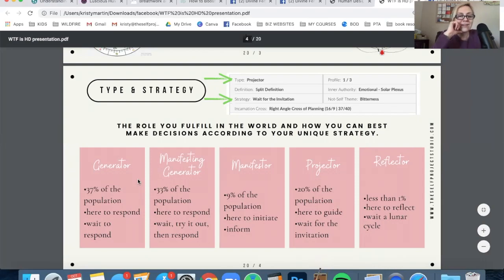And then reflectors, they are less than 1% of the population. So they are super duper rare. They're here to reflect. So they literally reflect their environment. And their strategy is to wait a lunar cycle. So they need to literally wait like 28 days before even making any major decisions. Could you even imagine if I was a reflector? I would probably drive myself insane. 28 days. I'm like, make a decision, and I'm like, one hour and I'm antsy, like, okay, let's make a decision.